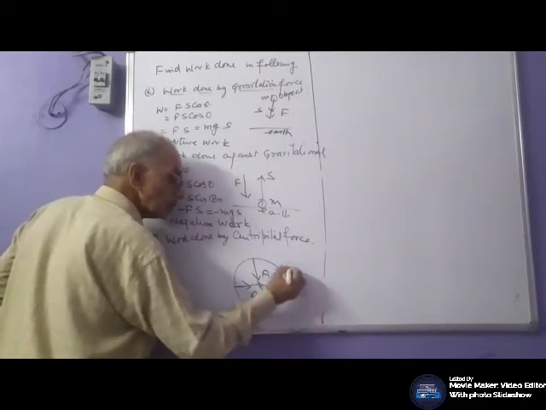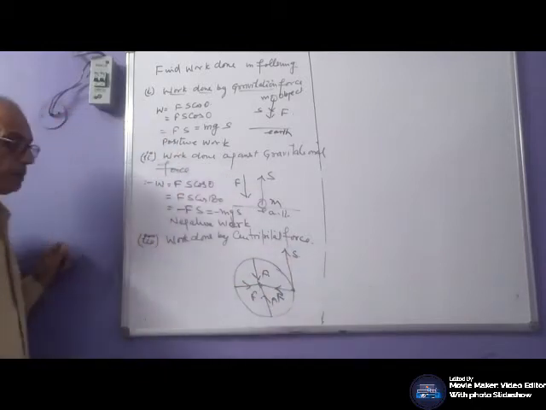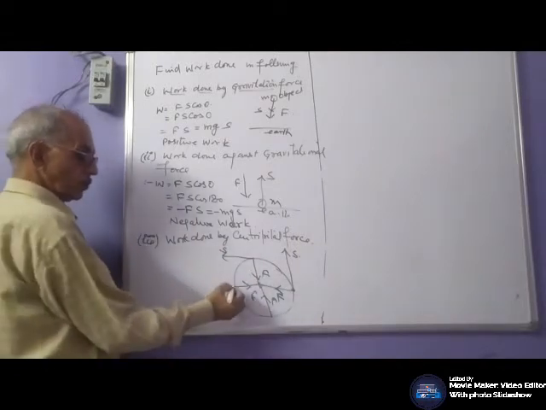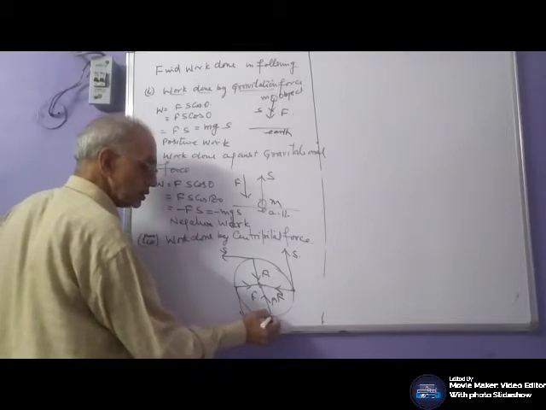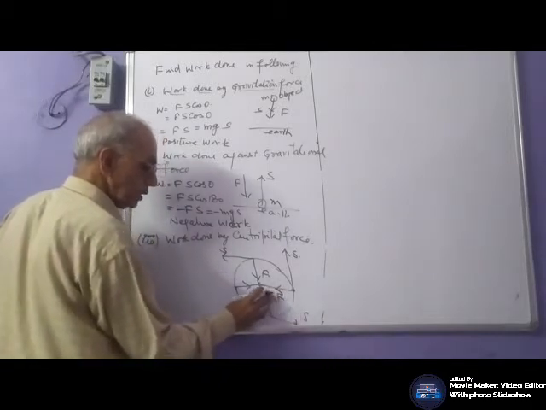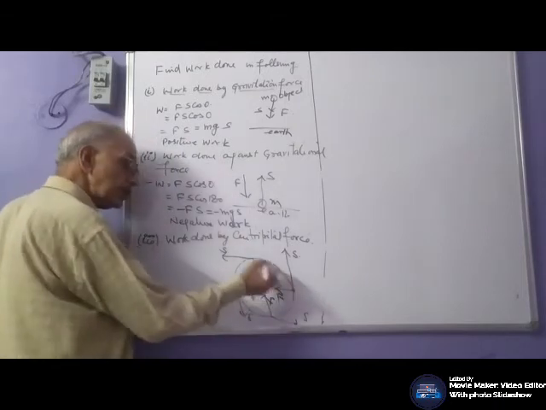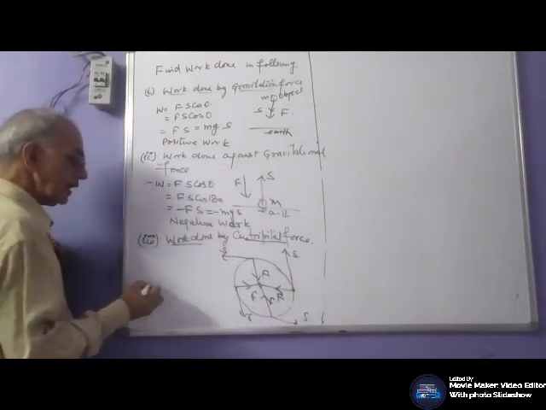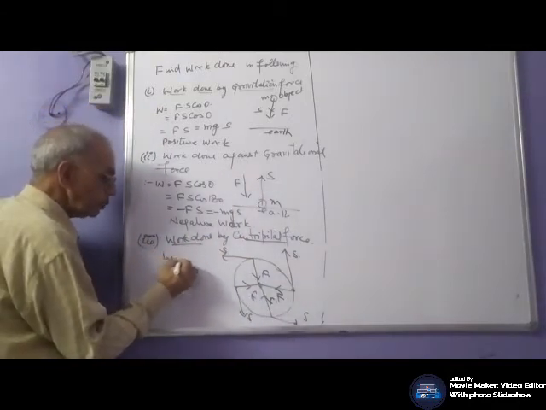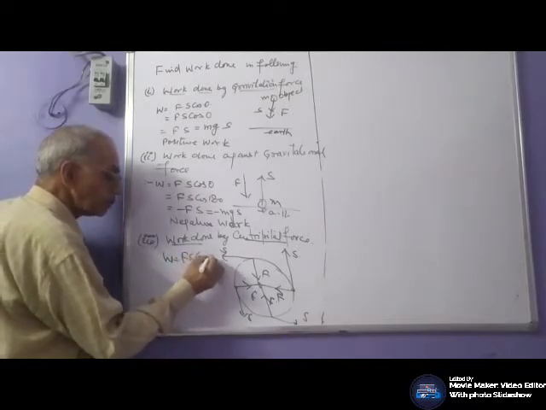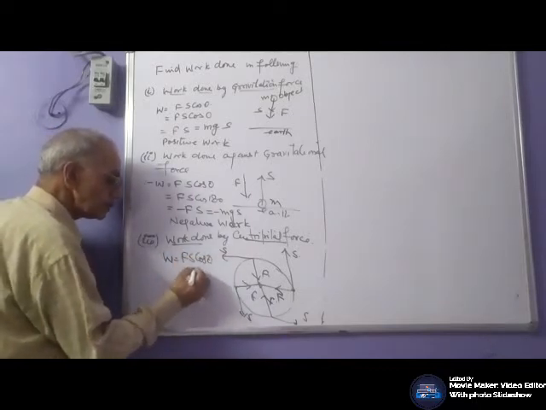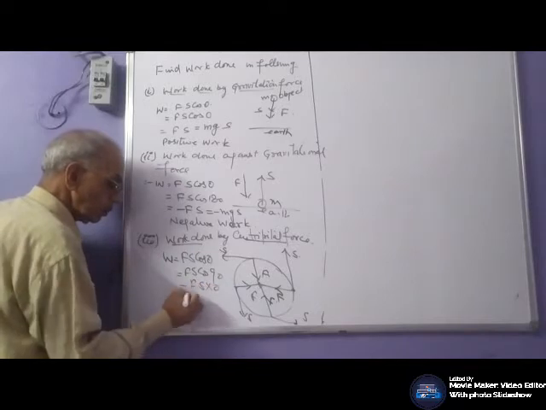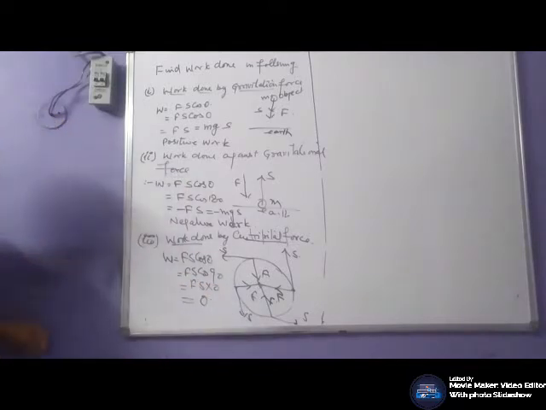Here, this is the direction of displacement, tangent. What is the direction of displacement? The direction of displacement is tangent, and the force, centripetal force, is towards the center. Again, we know W equals F dot S, Fs cos theta. Theta is the angle between F and S. Fs cos 90 is Fs times 0. The work done is 0.